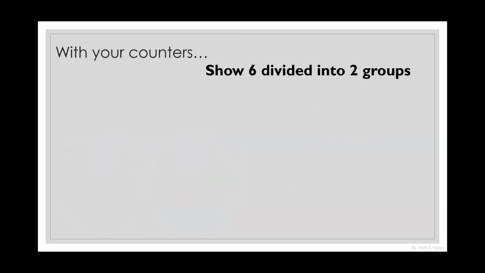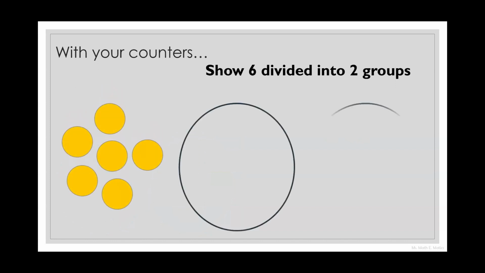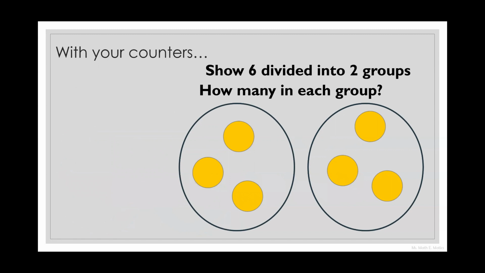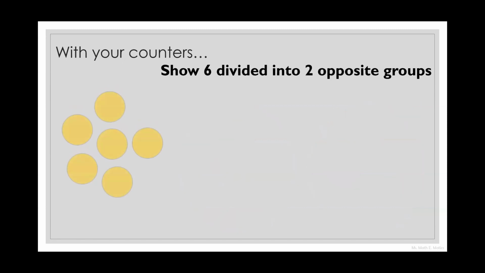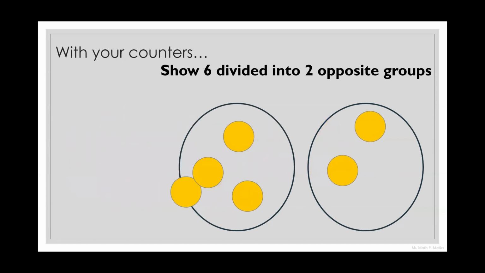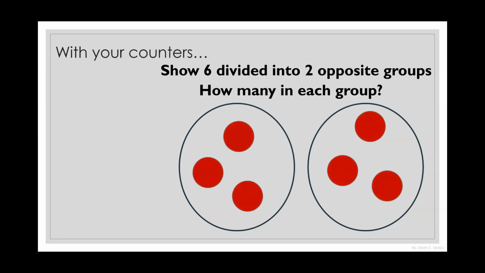Now, 6 divided into two groups. Try it with me. Here we have our +6. We're going to divide them up into two groups. How many do we have in each group? +3. Now, what about 6 divided into two opposite groups? So here we have our +6. We're going to divide them into those two groups. But remember, it's going to be an opposite group, so it's going to be negative. We're going to use those red counters. So 6 divided into two opposite groups is -3.